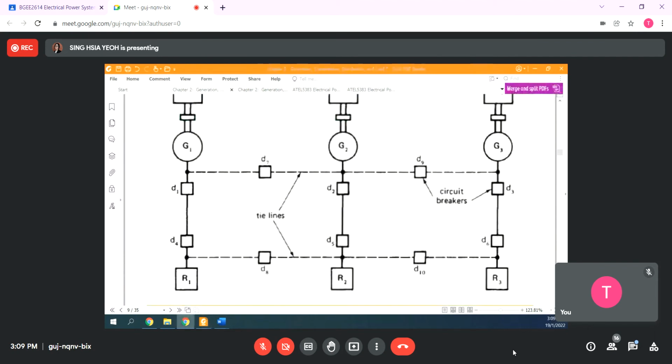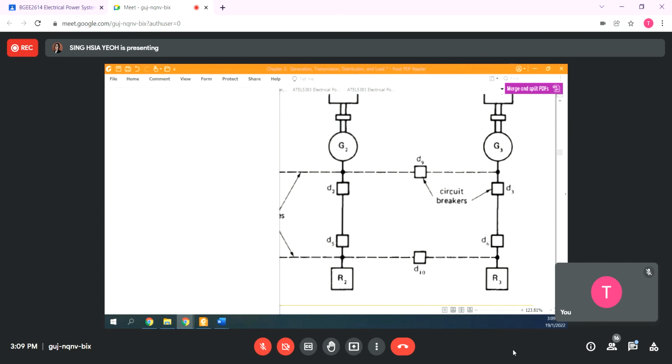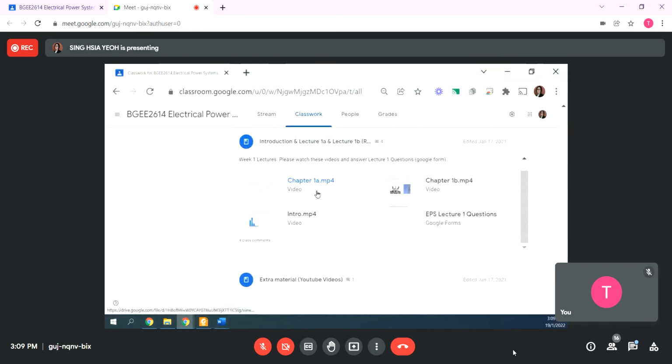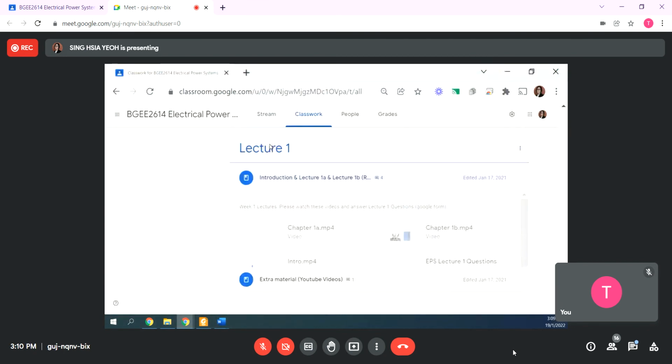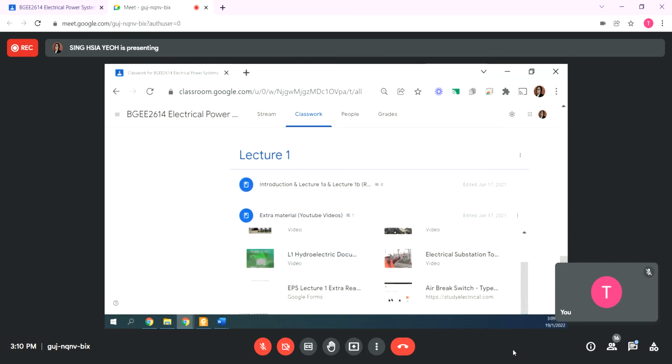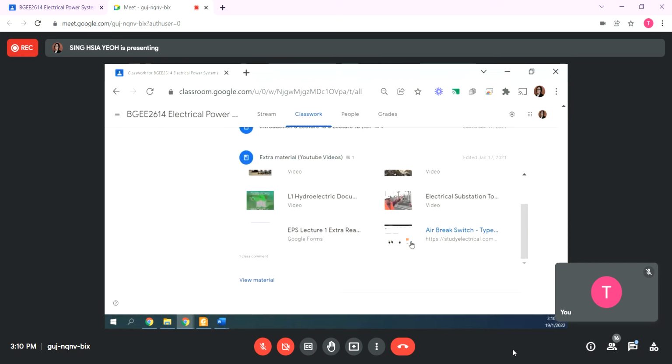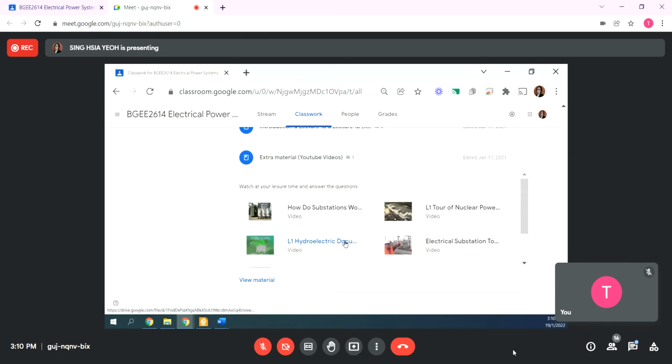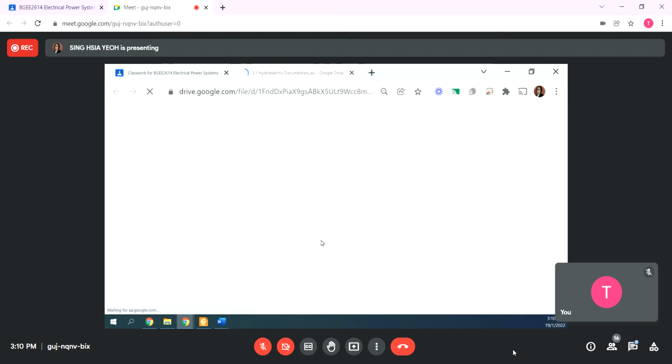So if we look back, there is extra material here, and I actually have some on hydropower, electrical substation, and nuclear power. How does a substation work? Okay, so like this hydropower.